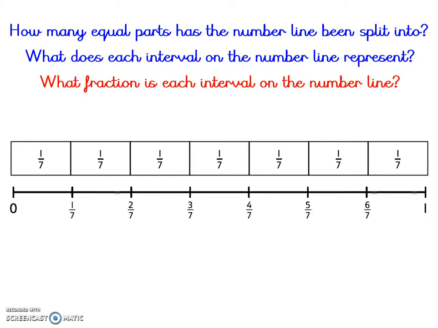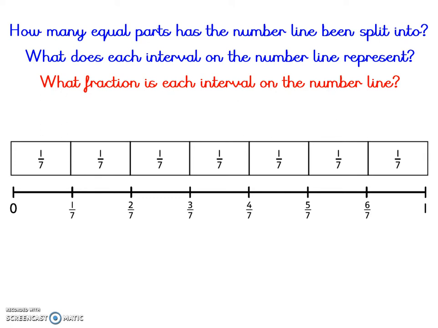Now we've worked out that on this number line, each interval is worth 1/7. We can simply count up in 7. So 1/7, 2/7, 3/7, 4/7, 5/7, 6/7, 7/7, meaning we've got the whole, so we can change that to the number 1.